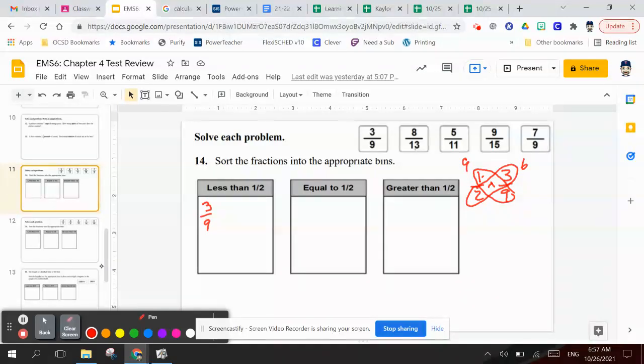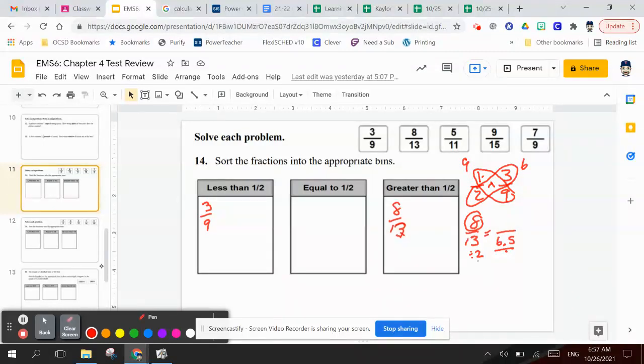Or I can simply look at the second one, 8/13. And what's half of 13? Half of 13 would be 6.5. Is 8 greater than 6.5? Yes. So if I divide my denominator by 2, I get this number. So if this numerator is larger than that, that's half of it. That means it's greater. So 8/13 is greater than 1/2.